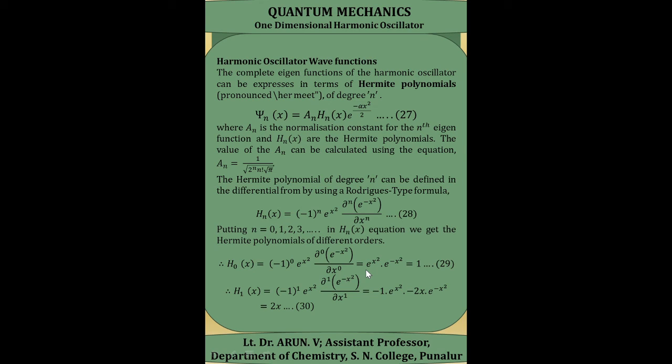The Hermite polynomial of degree n can be defined in differential form by using a Rodrigues type formula, and it can be written as Hn(x) equal to minus 1 raised to n, e raised to x square, into dou n by dou x raised to n, into e raised to minus x square. By putting the values of n equal to 0, 1, 2, 3 in the Hn(x) equation, we get the Hermite polynomials of different orders.